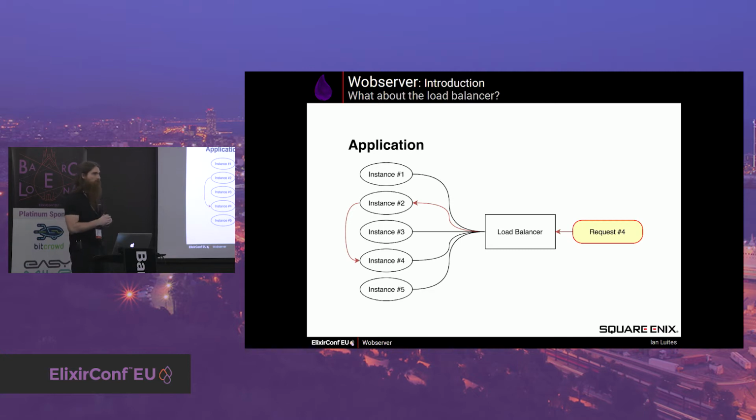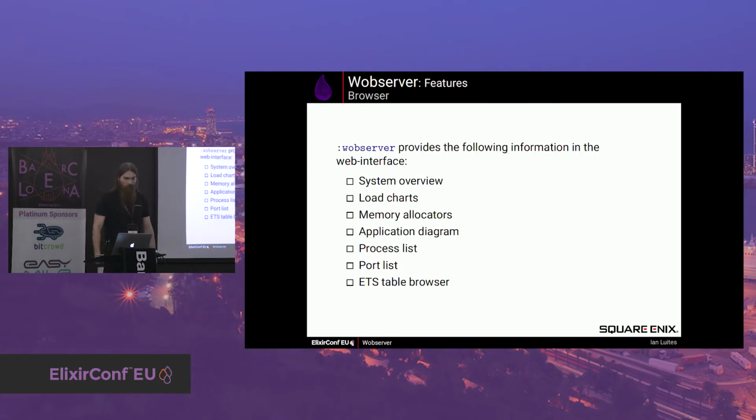Wobserver solves that problem by making the instances discover each other. If the HTTP request ends up at a node where it wasn't supposed to end up, so for example, we want to inspect node 4, but it ends up at node 2, then behind the load balancer, it will proxy that request to the right instance to make sure you get the information you want.